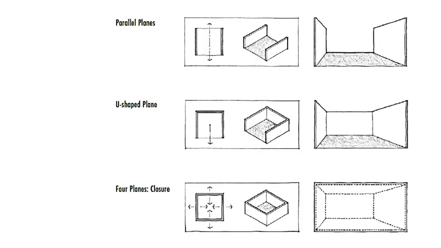On the other hand, two parallel vertical planes define a volume of space between them that is oriented axially towards both open ends of the configuration, while the U-shaped plane configuration defines a volume of space that is oriented primarily towards the open end of the configuration. The four-plane configuration, which creates a closure, establishes the boundaries of an introverted space and influences the field of space around the enclosure.